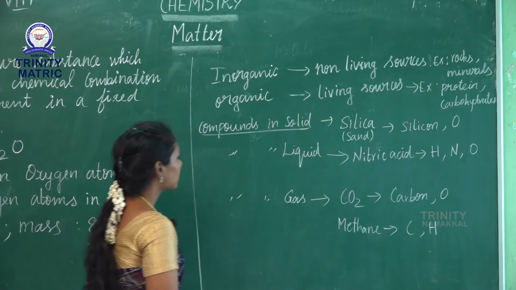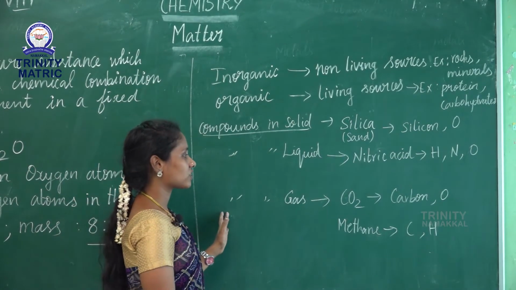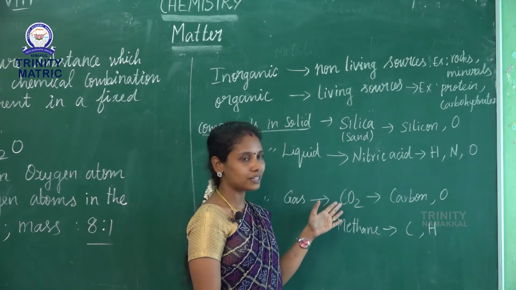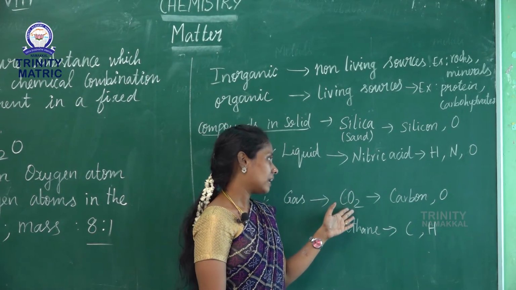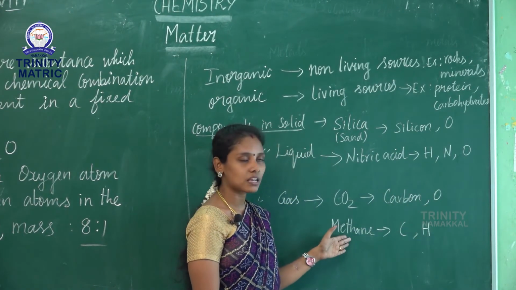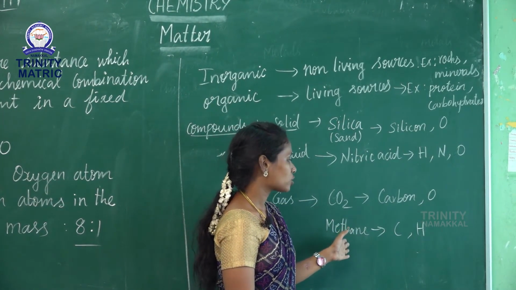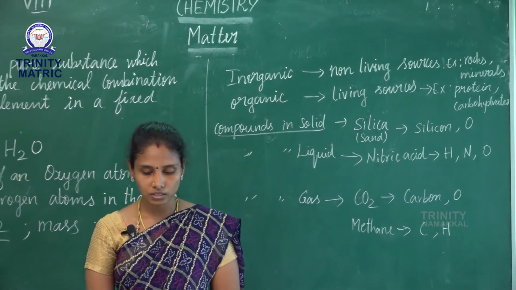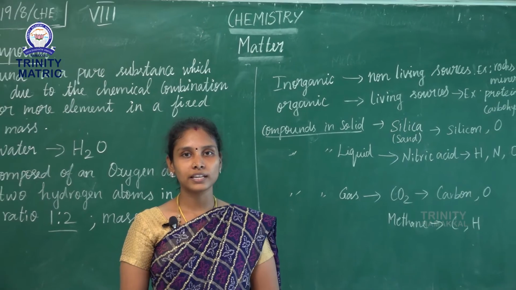Next, compounds in gaseous state. For example, carbon dioxide. The elements present are carbon and oxygen. Another example, methane. The constituent elements are carbon and hydrogen. Okay students, let's see the next session.